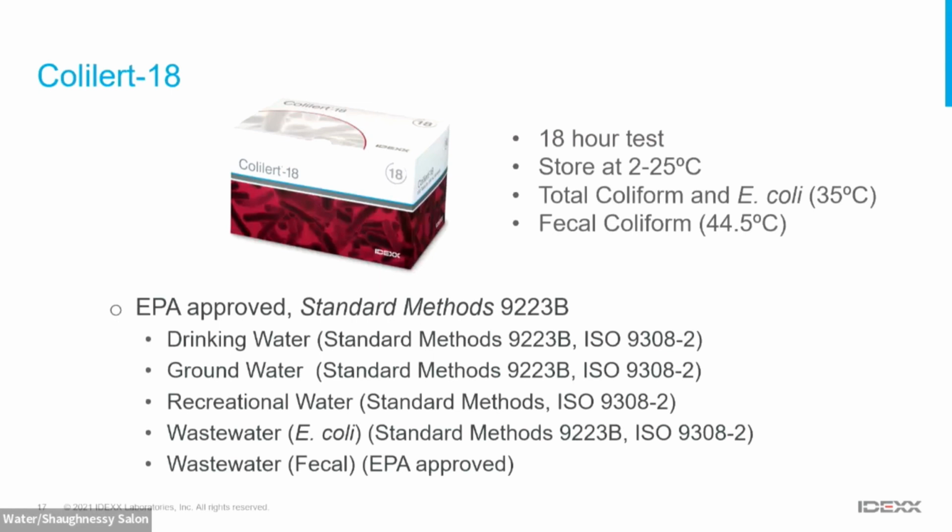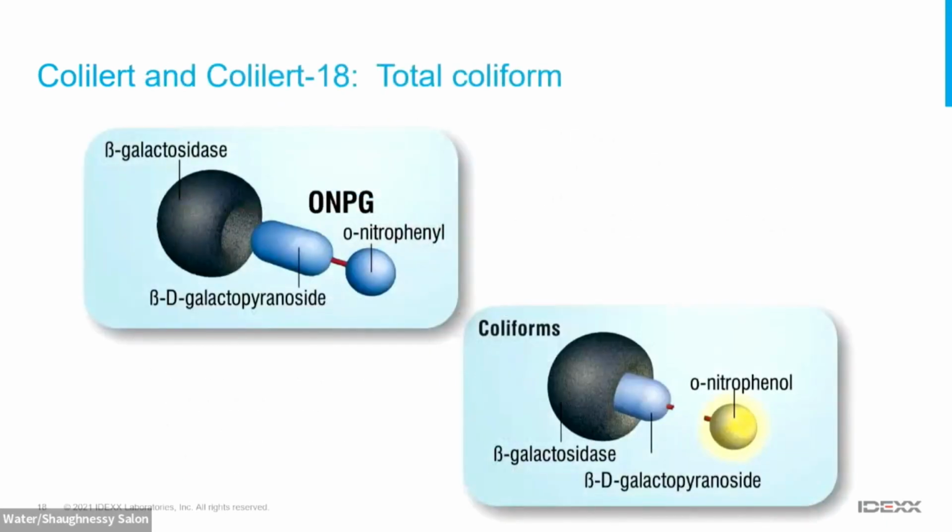So again, all these reagents have similar nutrients and inhibitors in order to let our bacteria grow and prevent other ones from interfering, and then the nutrient indicators. So for COLR and COLR 18, there's actually 2 different nutrient indicators. The first one I want to talk about is the one to detect coliforms. This is O-nitrophenyl beta-D-galactopyranoside, which is way too many words. So ONPG, nice and easy. ONPG basically has two components. The first one is the nutrient, which in this case is the beta-D-galactopyranoside.